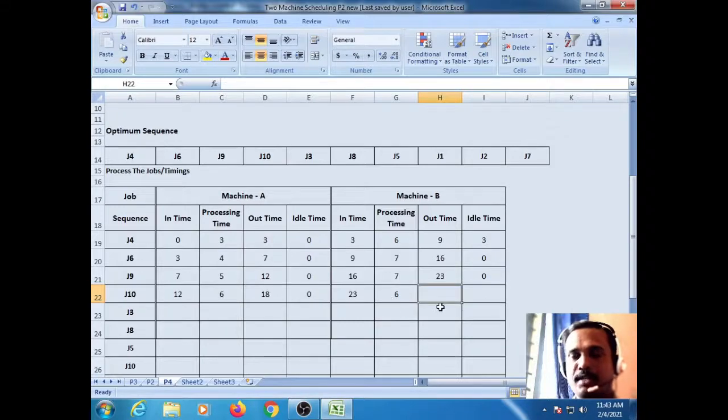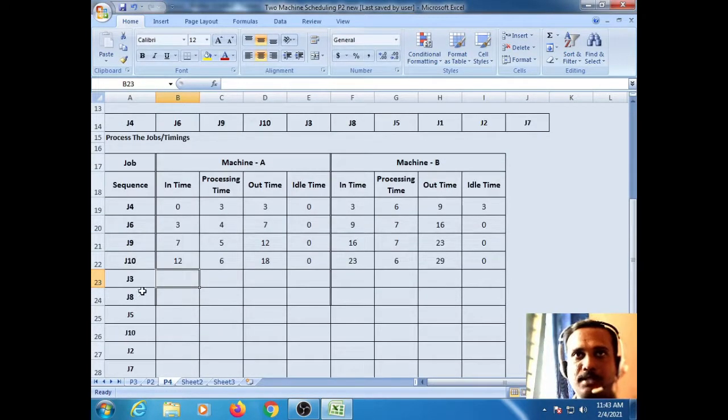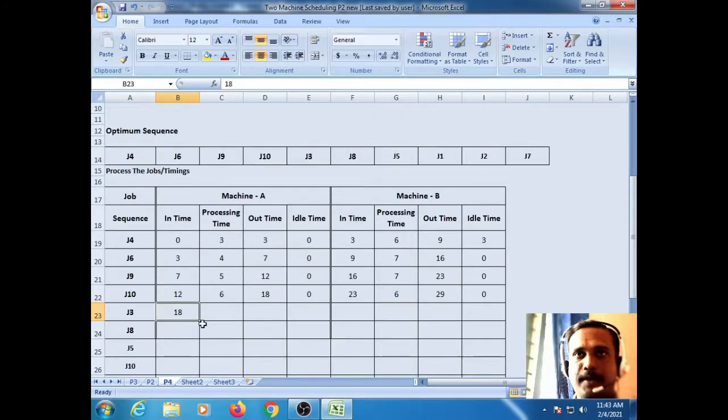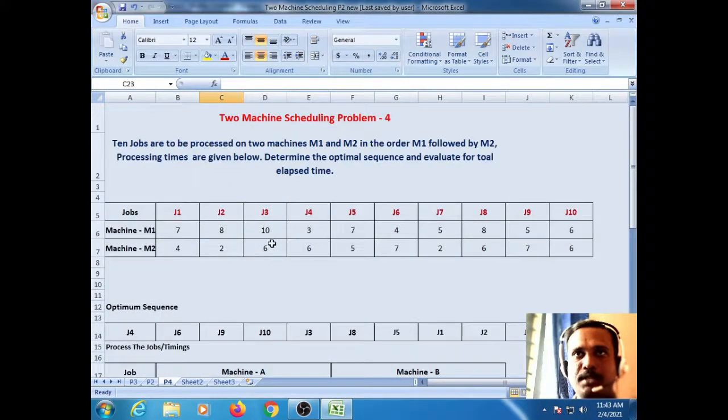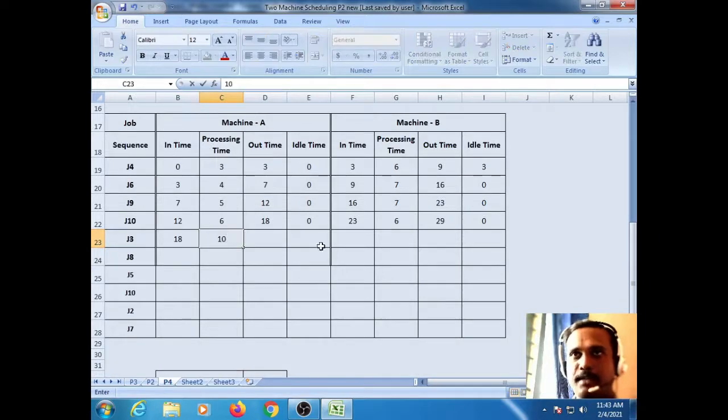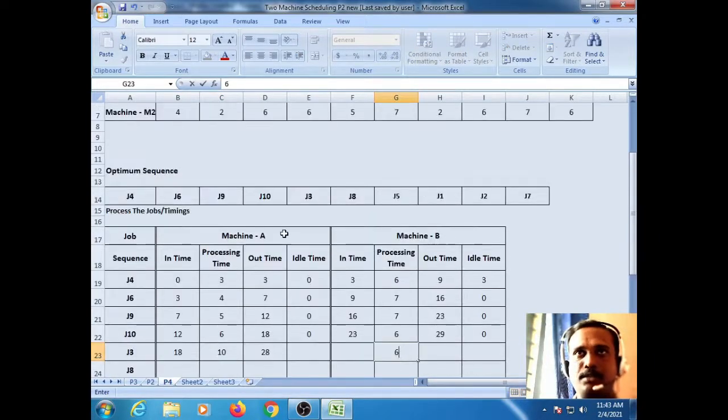Okay, so we have processing time here and we will get the out time. Simply if you add these two, in time and processing time, then what is the idle time? So 23, so 0 is the idle time for machine B. Okay, then we will go for next job. So this is job 3. So job 3, simply you can take this 18 here, this out time will become in time. Okay, and job 3 processing times are 10 and 6. So here we have to take 10 and here we have to take 6, right? So 10, 6.